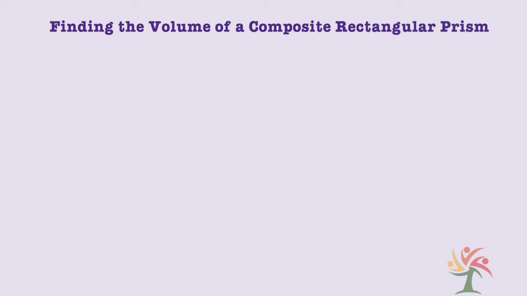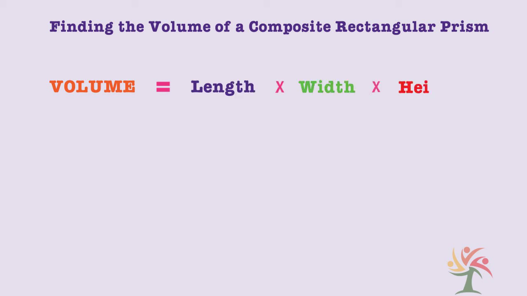Hello and welcome to this Math Habits lesson on finding the volume of a composite rectangular prism. Now you should remember from our previous lesson on volume that the formula for finding the volume of a rectangular prism is the length times the width times the height.